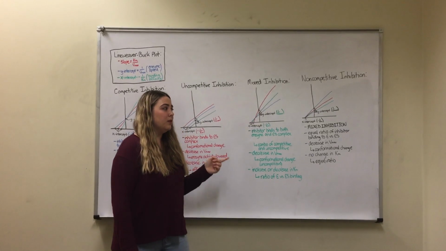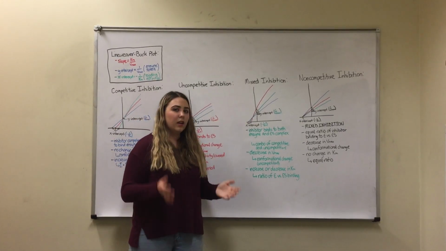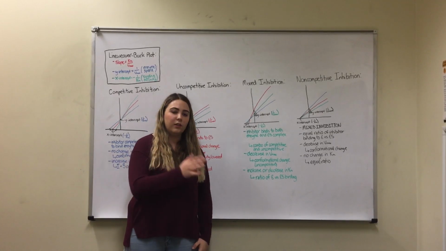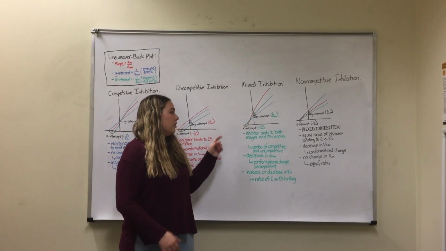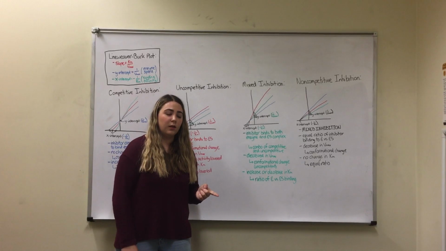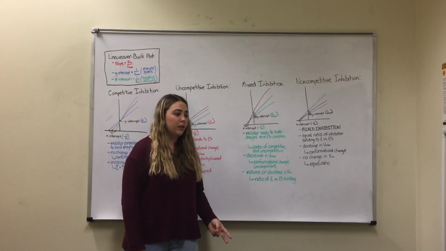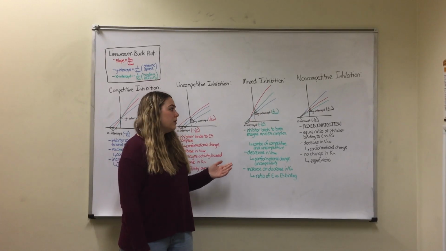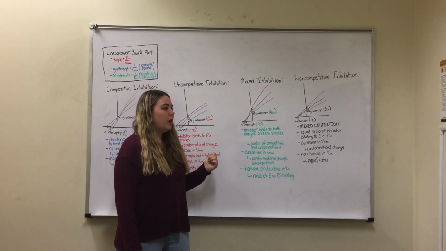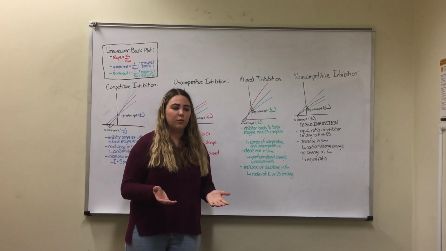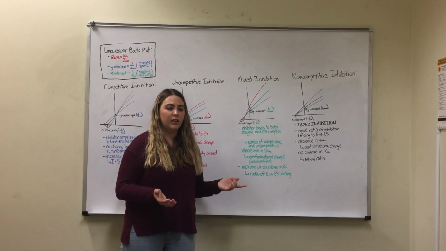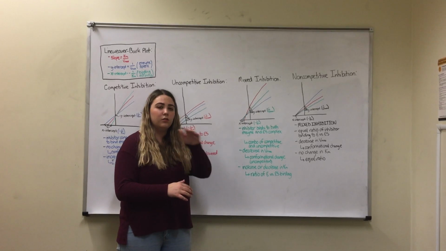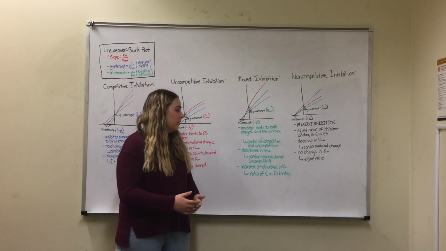The third type is mixed inhibition. This is kind of a combination of uncompetitive and competitive inhibition, because your inhibitor can bind to both your enzyme and your enzyme substrate complex. You see a decrease in your Vmax because, just like in uncompetitive inhibition, there's going to be a conformational change when it's binding to that ES complex. That's going to lower its ability to function at its maximum capacity.